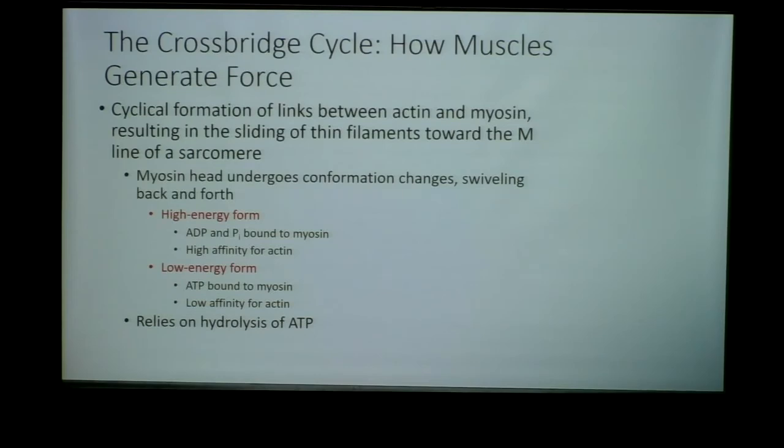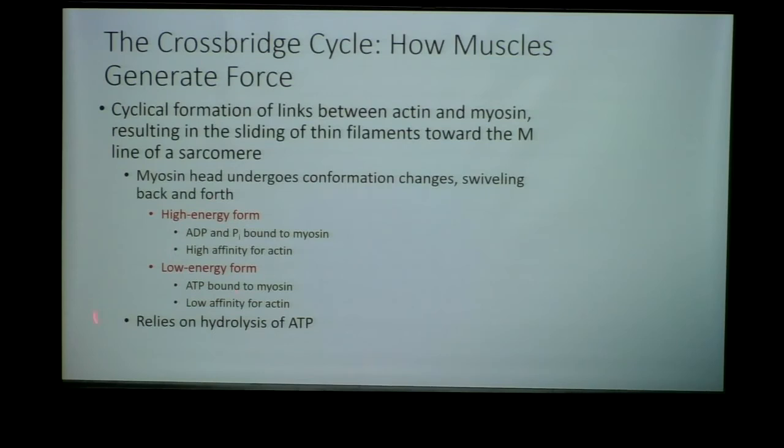So in the high energy form, myosin has ADP and a phosphate bound to it, and it's really energized. It's really ready to give this energy to this process. It has a strong affiliation or attraction to actin, and it really wants to reach up and bind to actin.